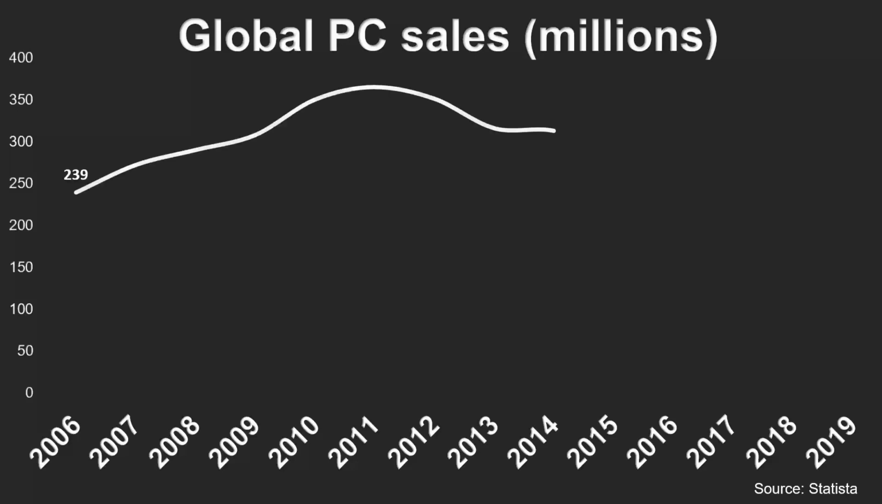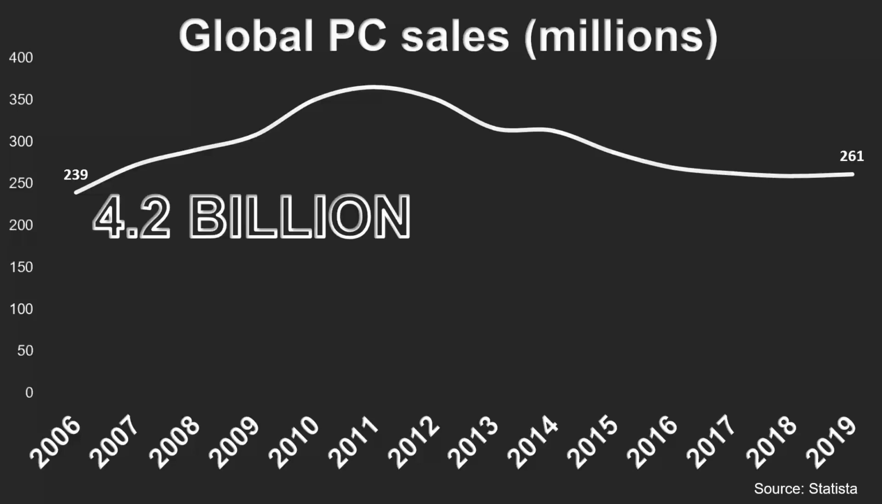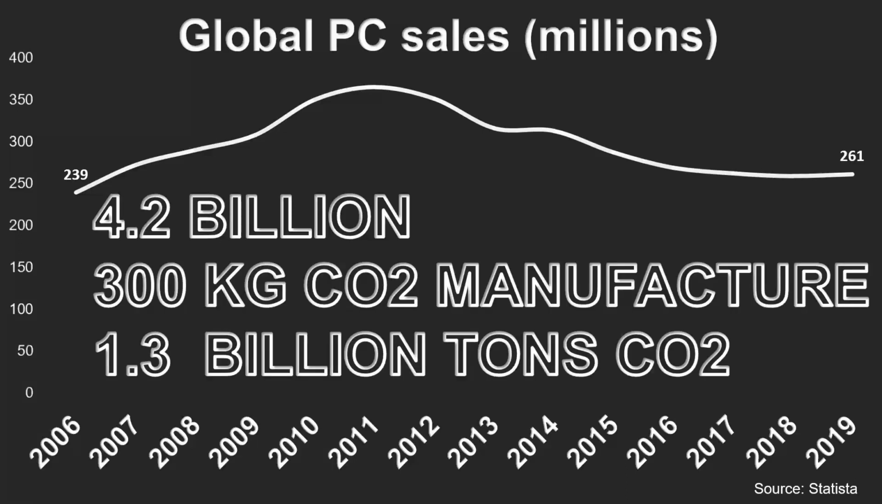Global PC sales over the last 15 years or so. They declined a bit with the emergence of smartphones, but we're still talking about 240 million PCs being sold every year. That's 4.2 billion between 2006 and 2019. At 300 kg, that's 1.3 billion tons of CO2 just to manufacture those PCs. And that's just the CO2. It's not all the other pollution of the rivers and the waters and the slags and the materials that have been used.